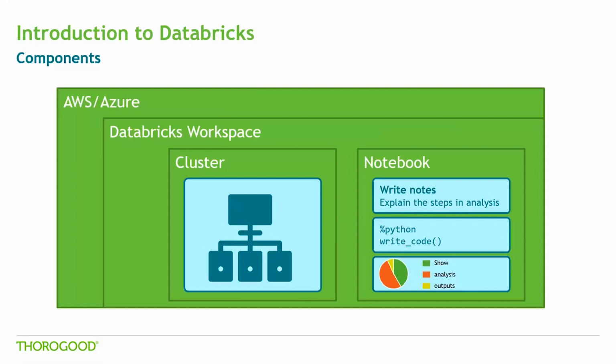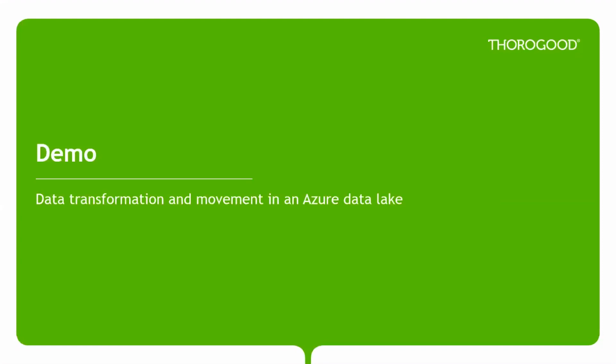The notebook is made up of cells of code, and each cell has its own output. The notebook may be run as a whole, with each cell running in sequence, or individual cells may be run. That should give us enough of a background to continue, so I'll hand back to John for our first demo.